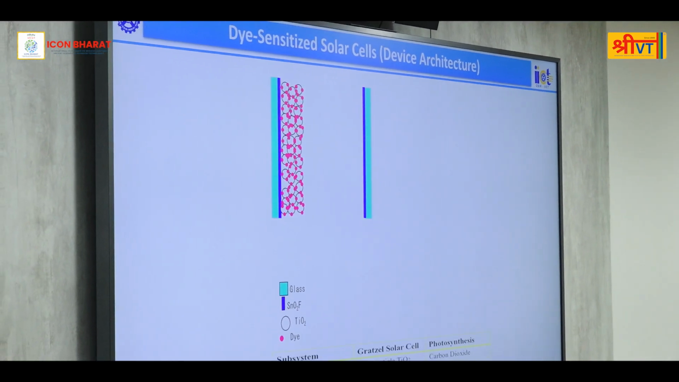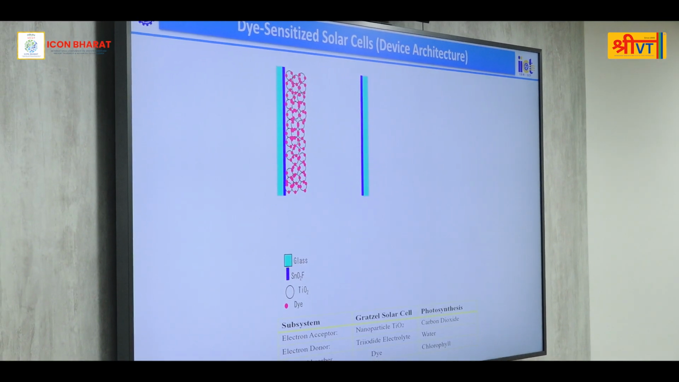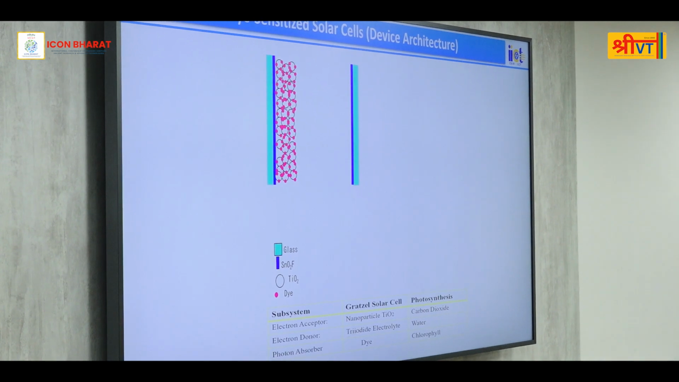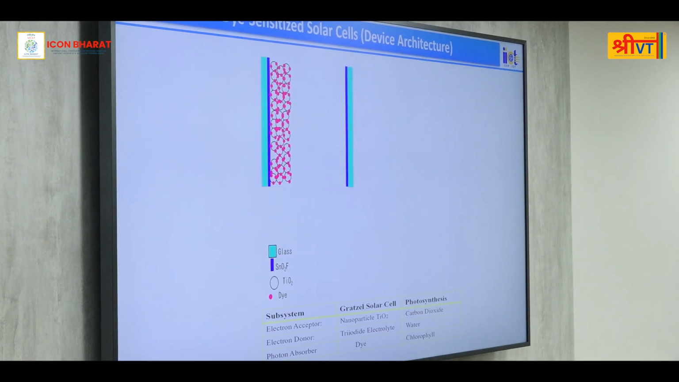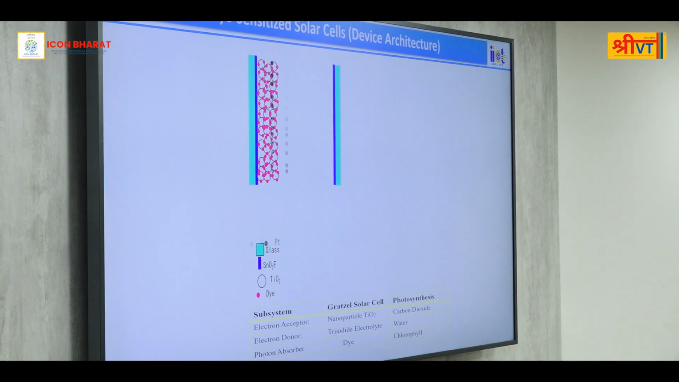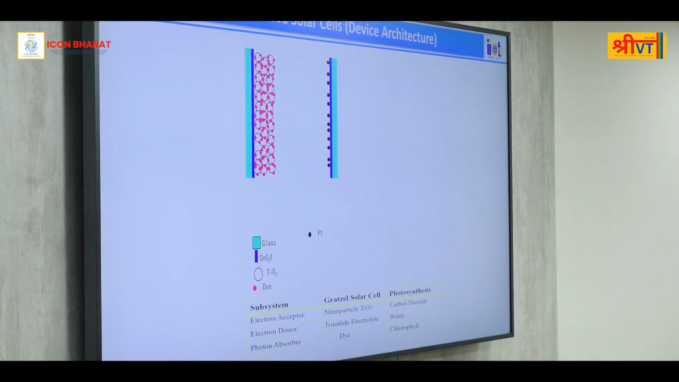Onto this, a colored molecule, a dye molecule, is coated, and this is called a photoanode. And similarly, we need another electrode, a photocathode, also.